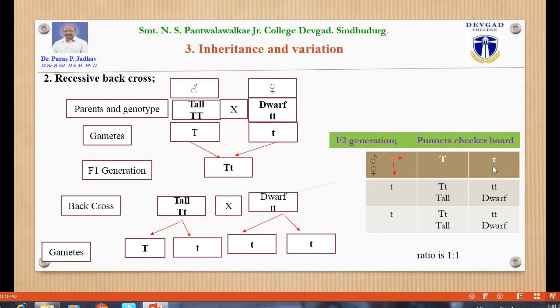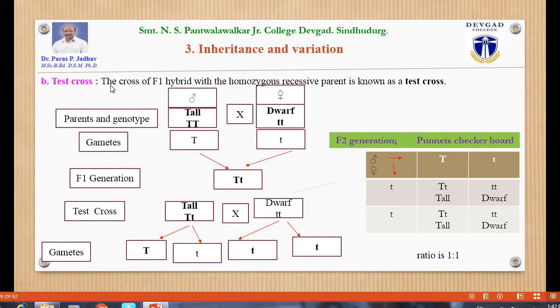When the male gamete containing small t allele unites with the female gamete containing small t allele, the resultant progeny shows small t small t genotype and it is a dwarf plant. So the ratio is 1:1, that is, tall to dwarf is 1:1.